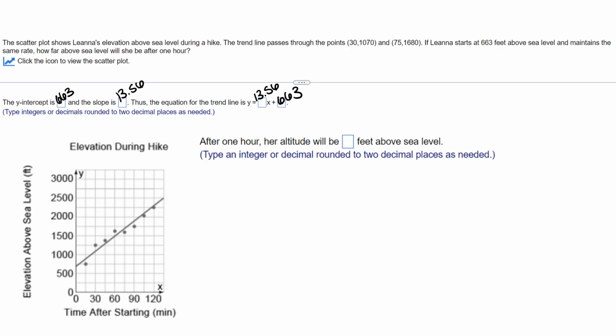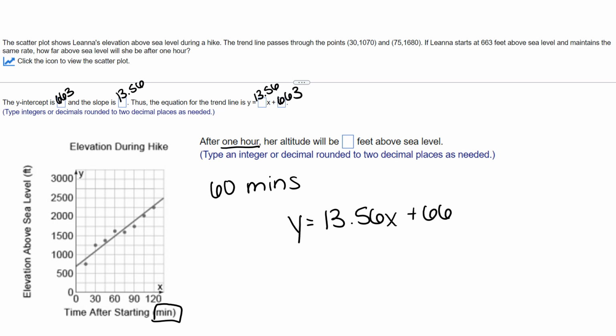Part B of the equation, it says after 1 hour, her altitude will be how many feet above sea level? So our graph is represented in minutes. And so if we're talking about 1 hour, we know that that would be 60 minutes. So when we use the equation y equals 13.56x plus 663, we are going to multiply by our 60 minutes, our 1 hour.